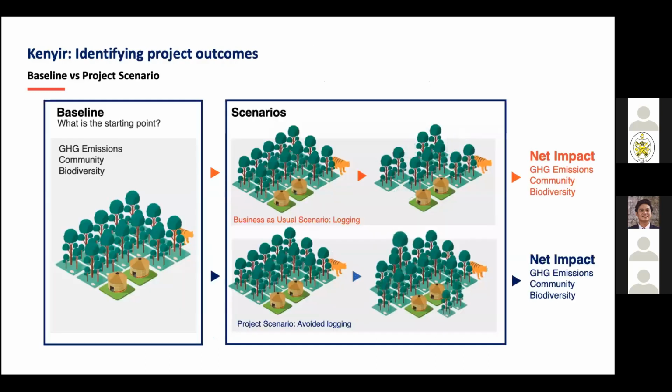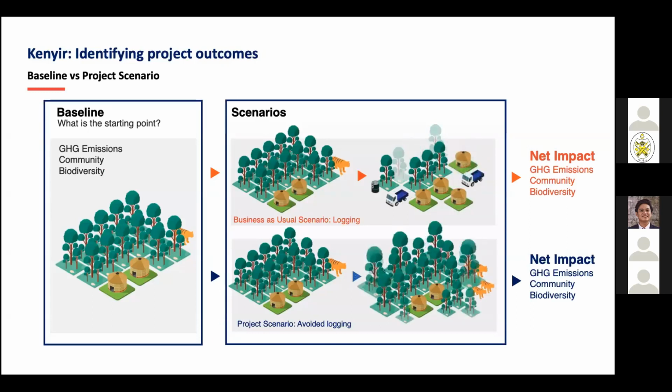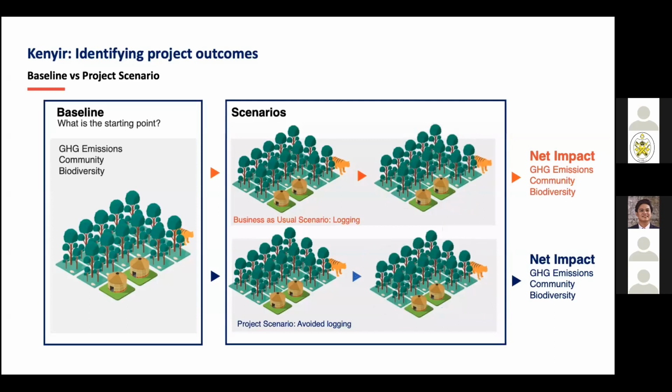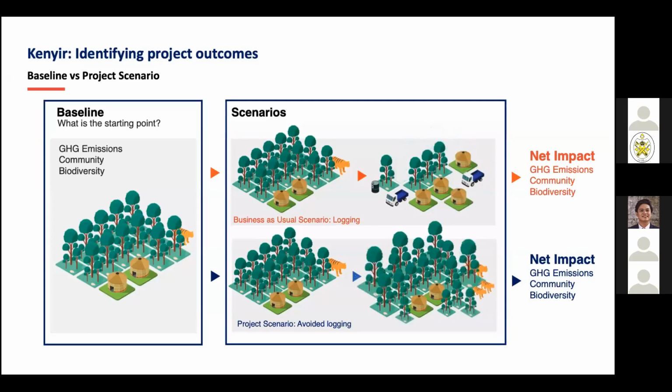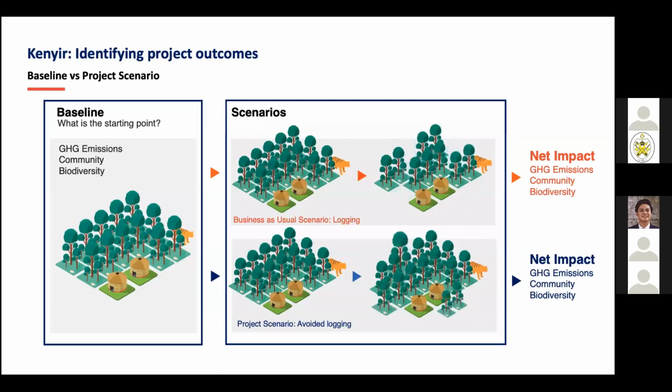So let's look at project outcome. All right, so what is the baseline? So we can start predicting what is the impact. Let's just say the Kenyir catchment is mainly HSK or forest reserve. So let's assume that the business as usual scenario is logging. And now we want to protect it, for all those reasons I shared. It's an important habitat, a water catchment, important for climate change. So let's just say for today's exercise, we want to protect it. So business as usual is logging, and the project scenario is avoided logging.